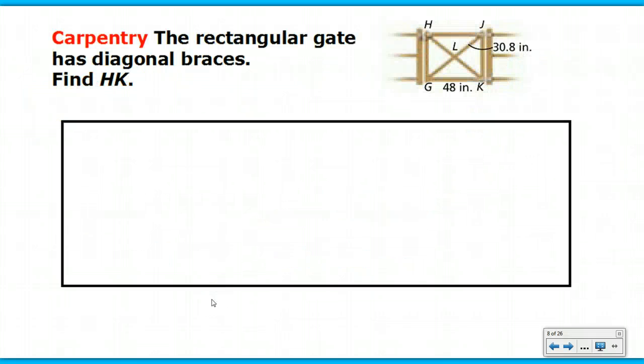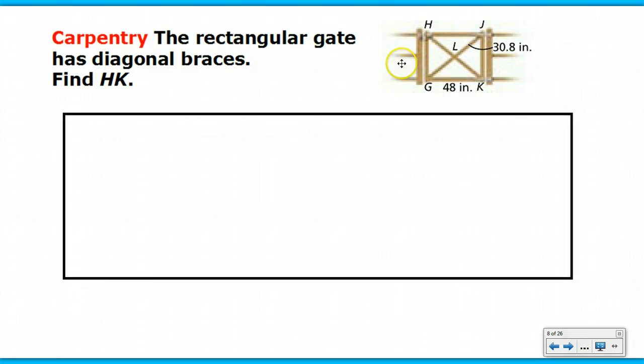Okay? So now let's talk about the diagonals. The rectangular gate has diagonal braces, so find HK. Go ahead and see what you can come up with. All right, this 30.8 inches is representing J to L. Because we have a rectangular gate, we know that the diagonals bisect each other. And so JL must be half of JG, and JG must be congruent to HK.